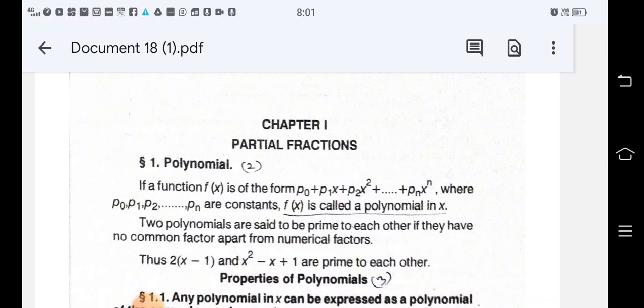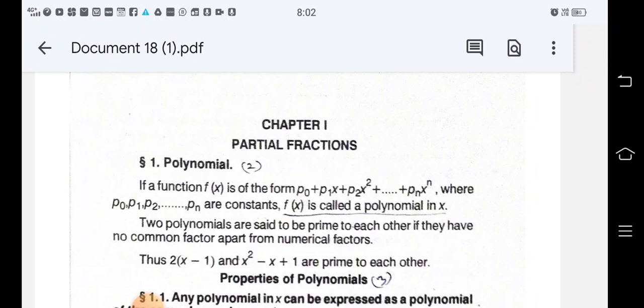If a function f(x) is of the form p0 plus p1x plus p2x squared plus up to pn x power n, where p0, p1, p2, up to pn are constants, f(x) is called a polynomial in x. Two polynomials are said to be prime to each other if they have no common factor apart from numerical factors.